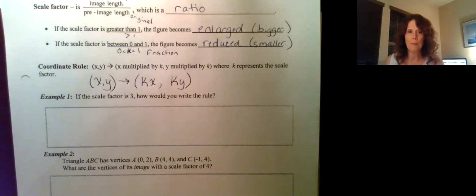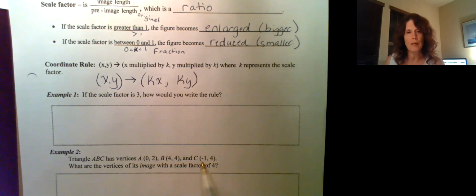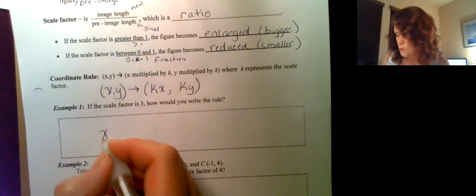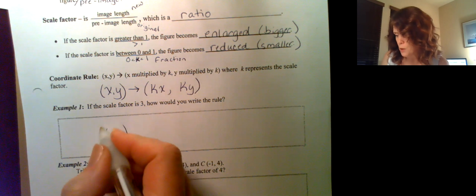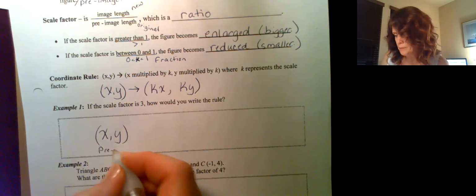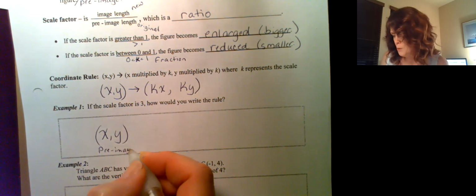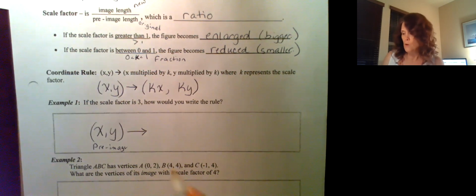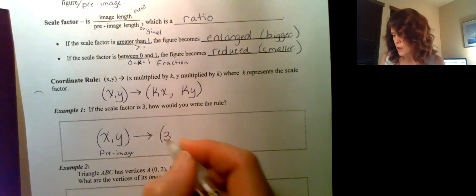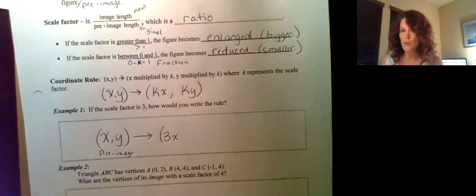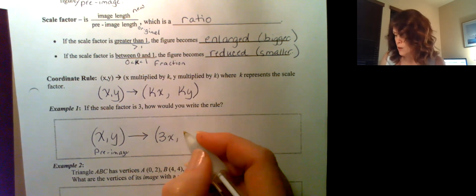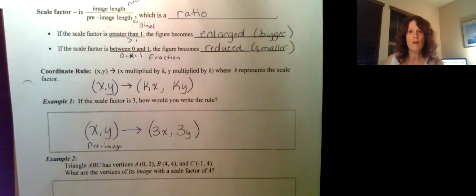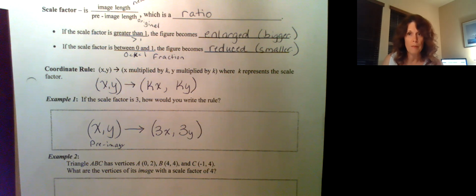So let's do an example here. If we have a scale factor of 3, how would you write the rule? Well, wherever our original coordinates are, we'll call them x, y for our pre-image, right? We perform the transformation, and what does it yield? What does it get us? Well, all of the x coordinates are going to be 3 times farther away from the origin, and all of the y coordinates are going to be 3 times farther away from the origin. So the sides are going to be 3 times bigger because of that.